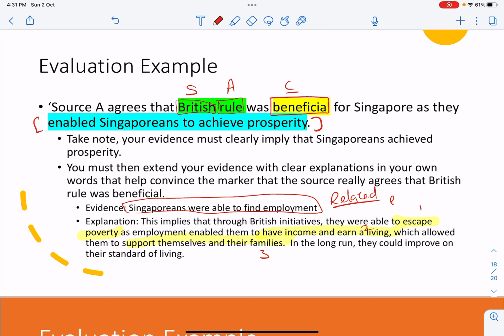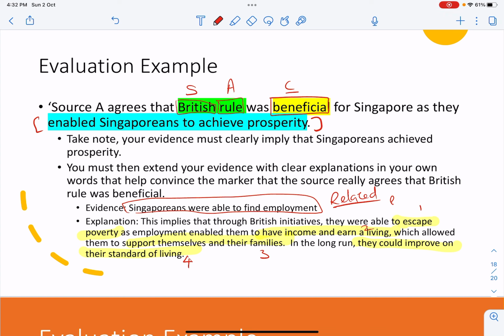I have 3 explanation points to help explain and convince the marker that my statement is correct. In the long run, they could improve on their standard of living. 4 explanation points. Okay, normally you don't need so many. 3 is enough. But if you can give 4, then give 4. That will make your explanation very concrete, very tight.